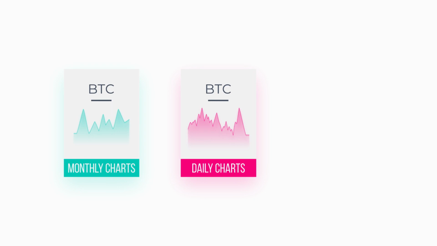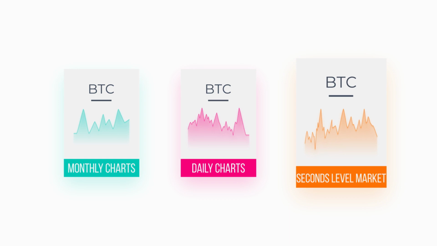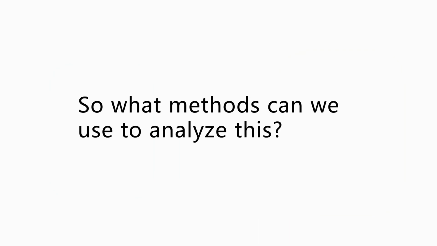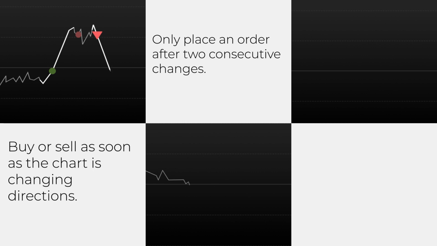Most traditional traders like to use monthly charts to analyze trends. Some people look at the daily charts. For tap trading, you need to analyze the seconds level market. So what methods can you use to analyze this? Some people will buy or sell as soon as the chart is changing directions. Some people will only place an order after 2 consecutive changes. For example, someone will buy after 2 consecutive rebounds in the price.